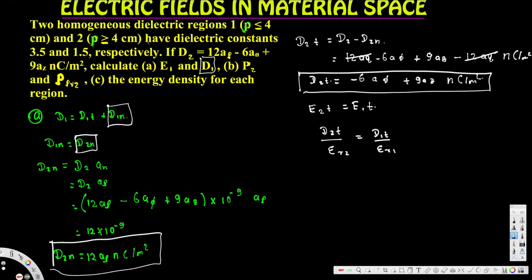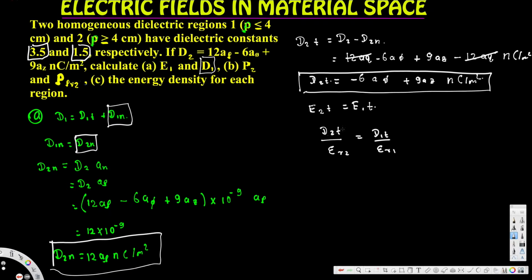Okay, so here we go. We have dielectric constants 3.5 and 1.5 respectively. So this is epsilon r1 and this is epsilon r2. So we have both of them available, right? So we can go ahead and plug this into this equation and find the final answer.